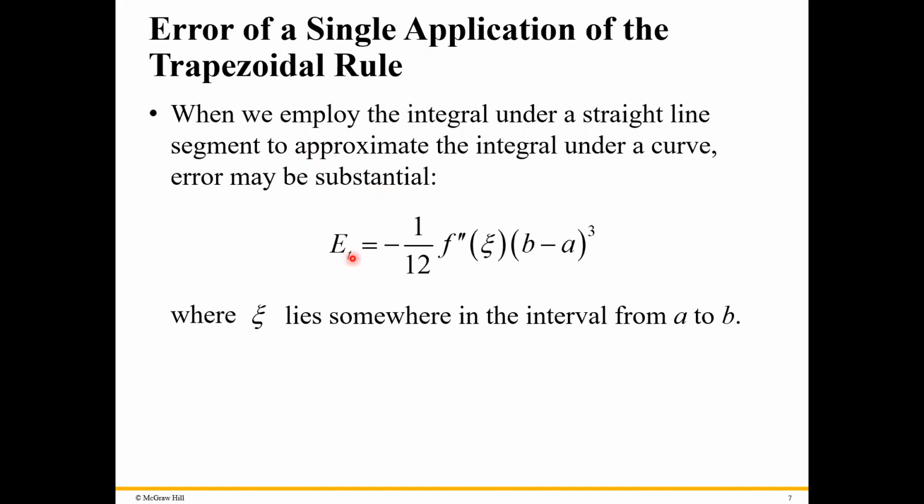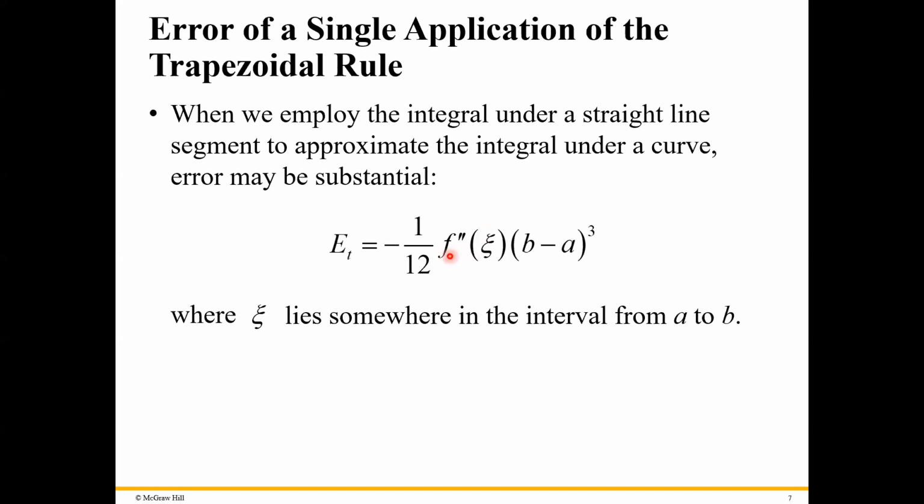E_t, the error, is equal to -1/12 f double prime of ξ, where ξ is a symbol for a value that lies somewhere in the interval from a to b. So in this case, we can see that the error in the calculation is dependent on the second derivative of the function, evaluated at a value of this symbol.